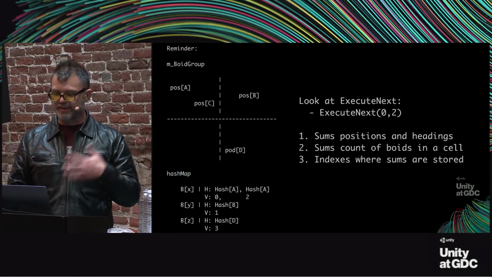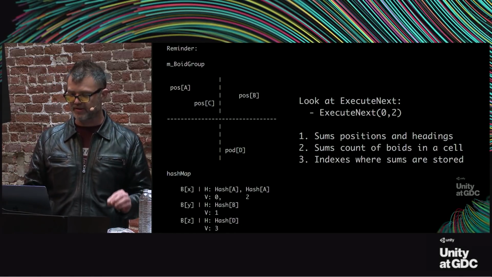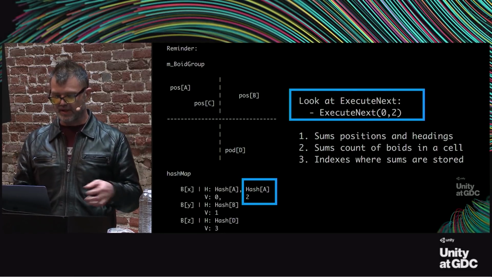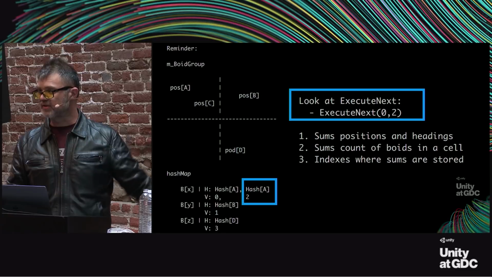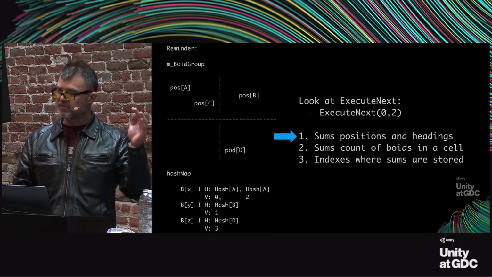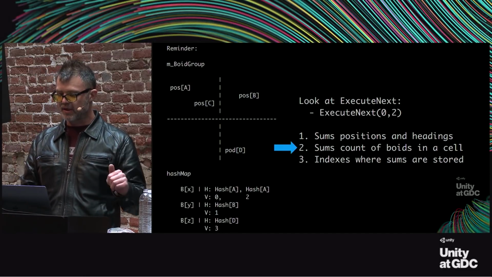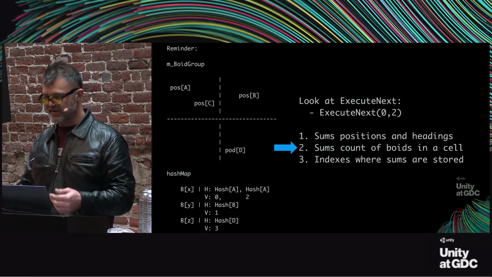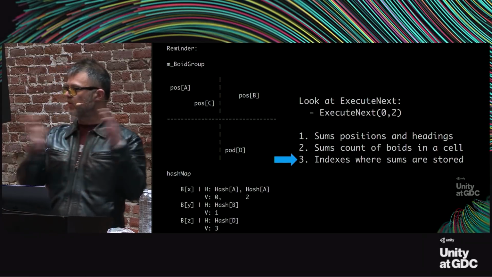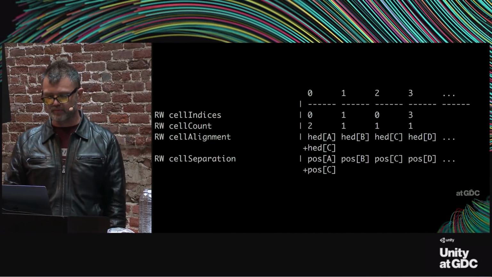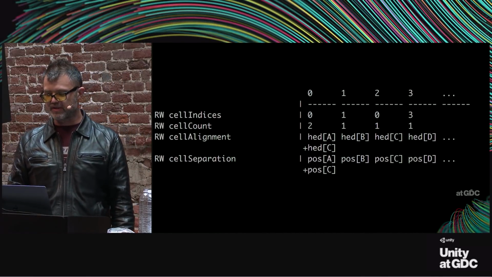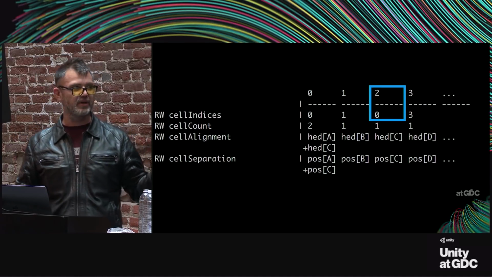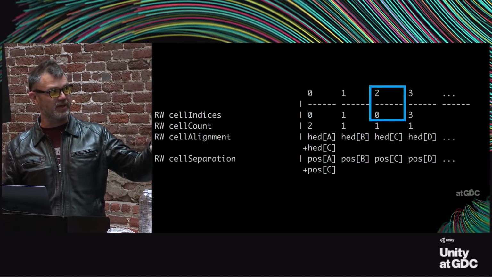So let's look at what the execute next kernel does in our particular example of the Boyds. The idea is it comes in, and that's for this particular case, the second instance of hash A here. So it sums the positions and the headings. It sums the counts of all the voids in the cell, because I need to know how many neighbors I have in the cell, right? And it gives me an index of where those sums are stored. So what does that look like? In our example, 2 is the index that we're dealing with. This is the second case.